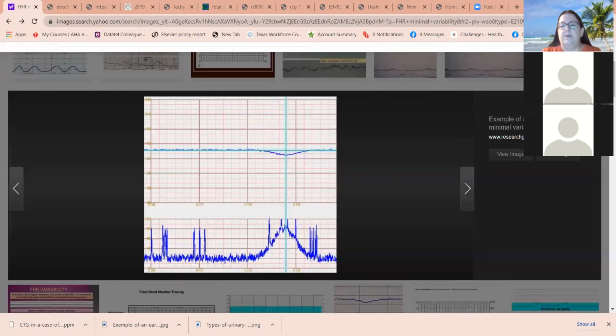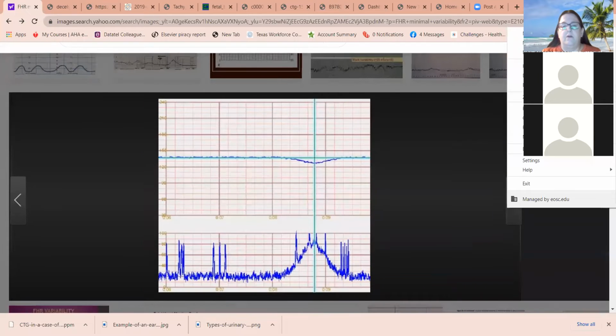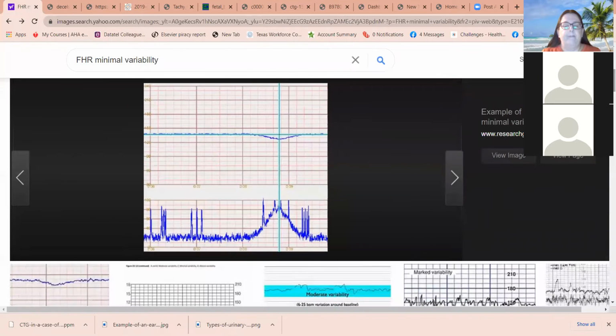Okay, let's see if I can make this one a little bigger. Doesn't want to go bigger. Okay. So in the chat, we only have one contraction, so we can say how long that contraction lasts. So tell me how long that contraction lasts.